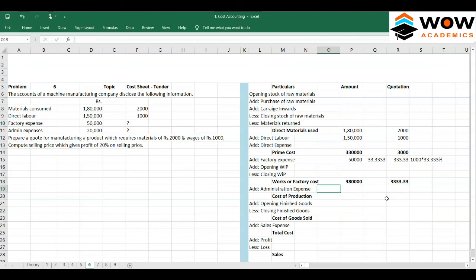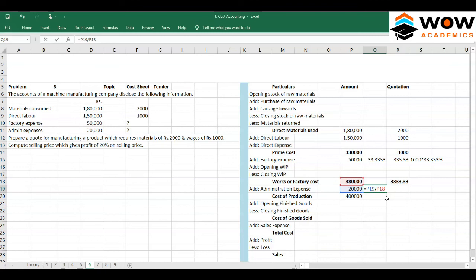What is our next number? Our next number is administration expense. Administration expense is 20,000. Cost of production is 4 lakhs. So how are these numbers related? We can say that this 20,000 could be based upon the 3,80,000. How did we find this out?